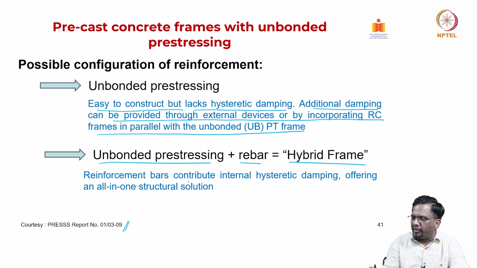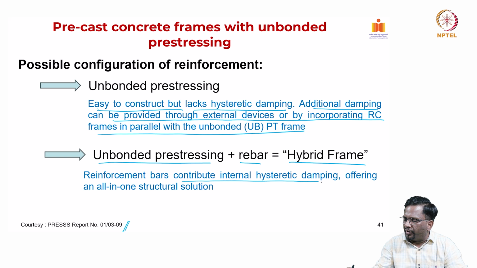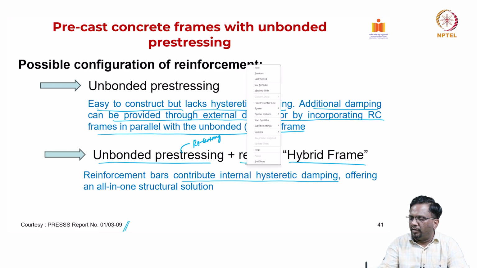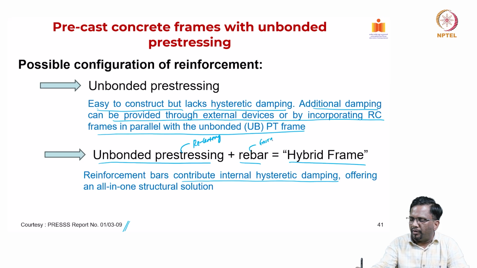So, the reinforcing bars here help in contributing to the internal hysteretic damping, and at the same time the unbonded PT system helps in recentering or zero drift. This helps in energy dissipation, or we should say damping. Okay. So, I achieve zero drift or near zero drift. Through rebar, I also dissipate the energy. So, that is why the hybrid frame gives you both options.